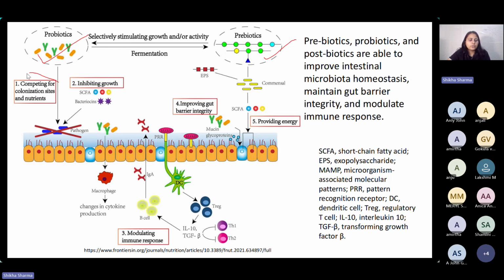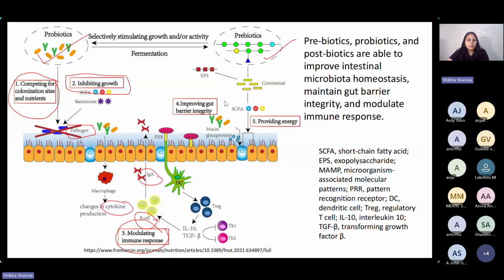So if we see here, these probiotics are going to compete for colonization sites and nutrients with the pathogen. So they'll produce some kind of bacteriocin and short chain fatty acids, so the pathogens will not be able to grow. Then they'll modulate the immune response from the B cells, or they'll produce cytokines, and they'll produce IgA like this.